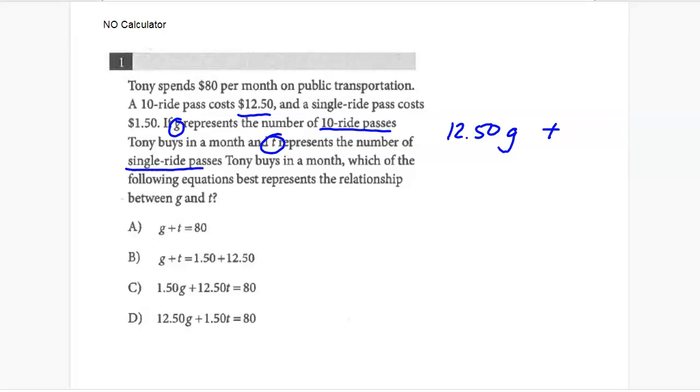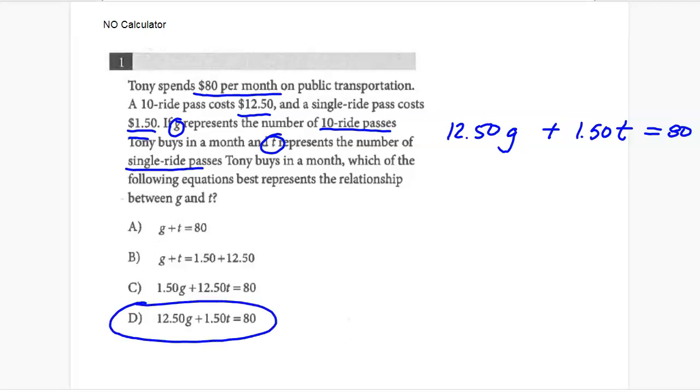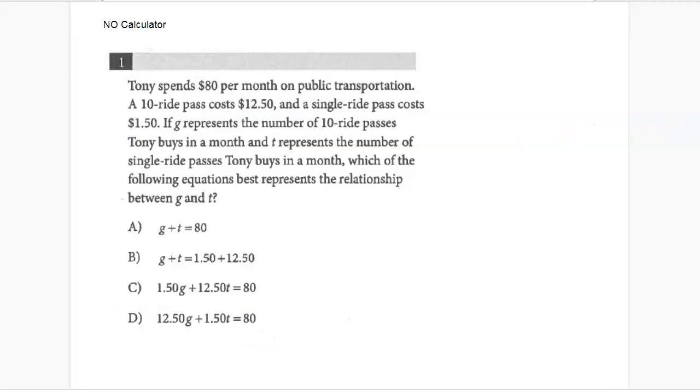passes, which they told us was $1.50. So we have $1.50 times the single ride passes. And that needs to be, it looks like he spends $80 per month, so that needs to come out to be exactly 80. So the correct answer here is D. All right, moving right along, down to the next one, number 2.